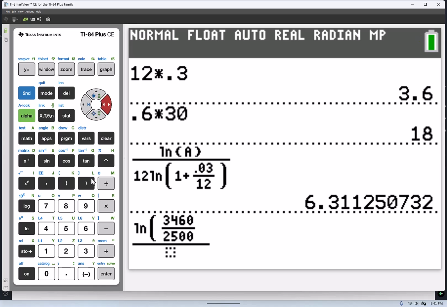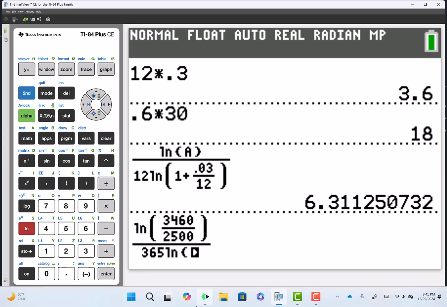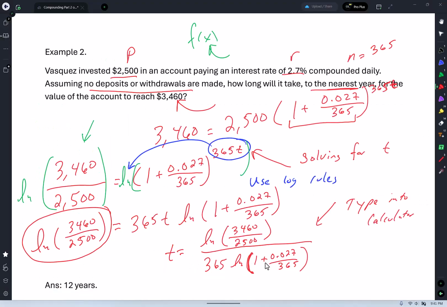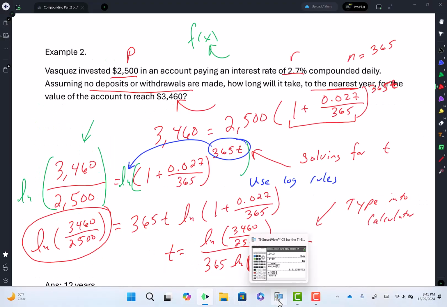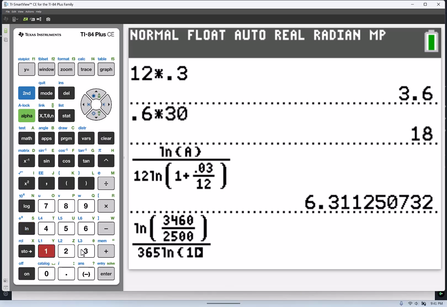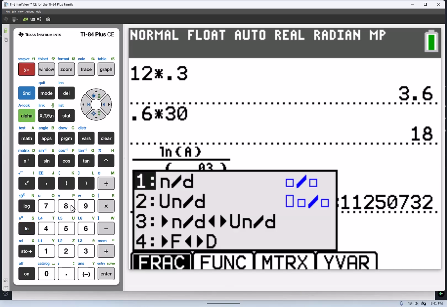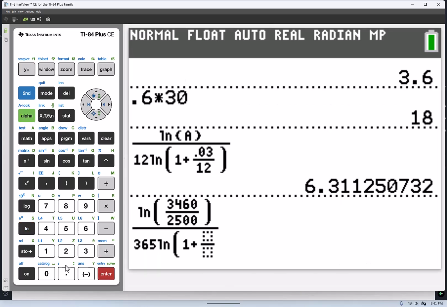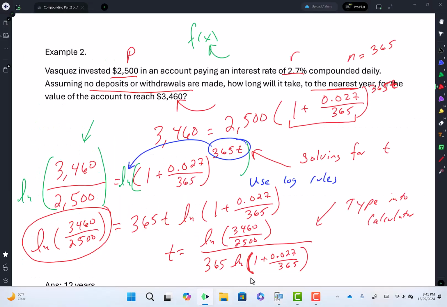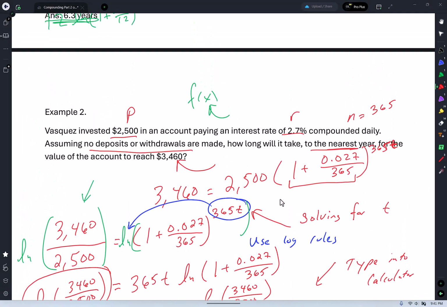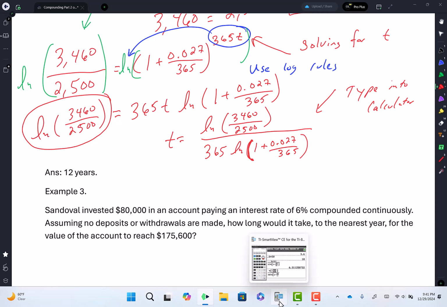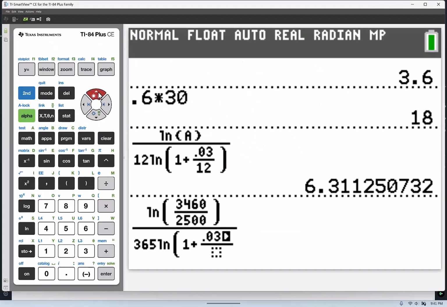There it is. And in the bottom, I'm going to type 365 ln, and I already forgot what it was in the 1 plus that. So I'm going to go 1 plus alpha y equals enter. And it was 3%, so 0.03. I think it was 3%. Let me check. Nope, 3% was the last question. 0.027. So good thing I checked.